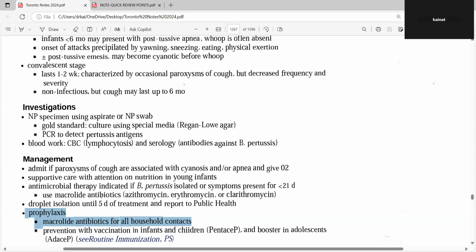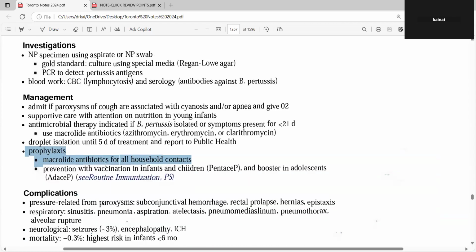Then prevention with the vaccine, and always talk about the vaccines. As I said, it's one of the things you have to always mention, even though you have talked about it in the previous visit as well. Then complications: pressure related, paroxysmal, and neurological. Subconjunctival hemorrhage could be one of the most important, and they can present with a subconjunctival hemorrhage and ask you to make the diagnosis. In children this is not very common, but usually it's this.